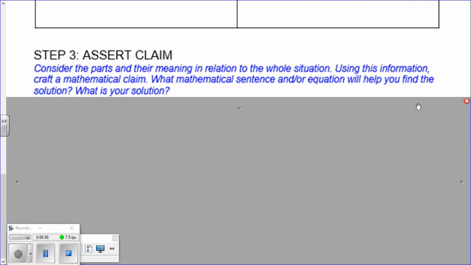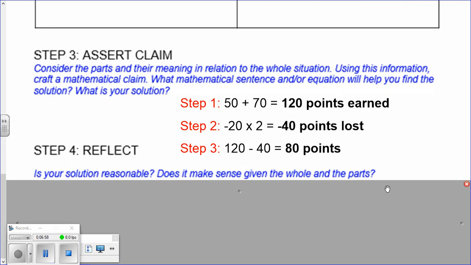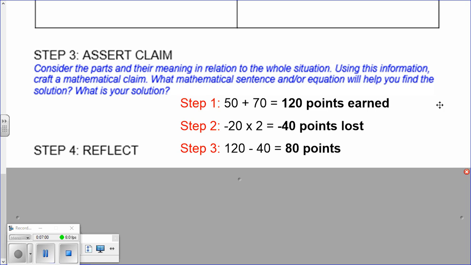So step 3, just assert our claim and write out our solution. So how did we get our answer? Well, we took the number of points earned by Skylar and Jaden and added them together. And then we subtracted the total number of points lost by both Skylar and Jaden, and we found out that the team had a total of 80 points after all of that happened.